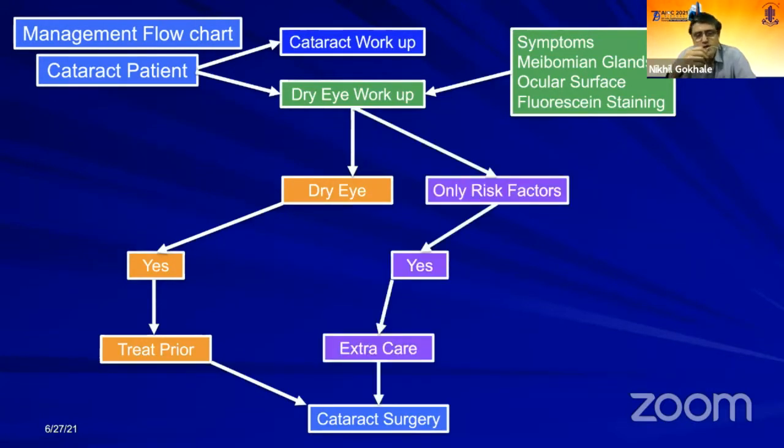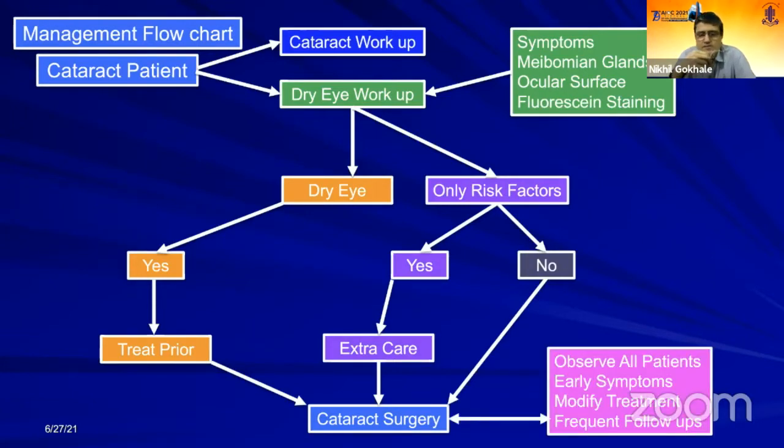If you pick up only risk factors in a given patient, no real dry eye, then maybe you need to be very cautious and monitor them more often post-surgery. If everything looks normal on the ocular surface, just go ahead and do your routine surgery. However, all patients need to keep monitoring for early symptoms, modify the treatment if you find any early symptoms, and keep watching them a little bit more frequently.